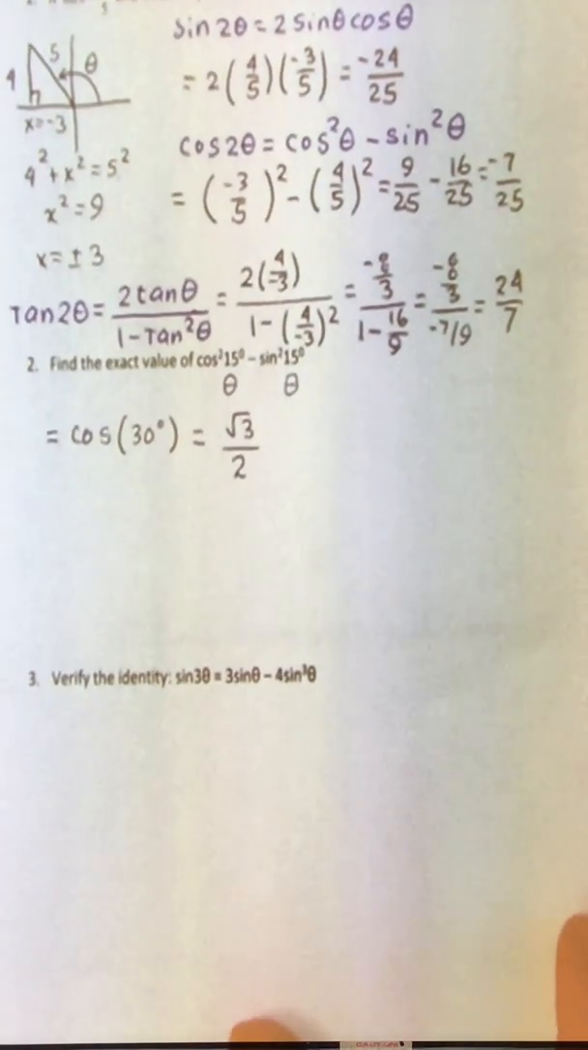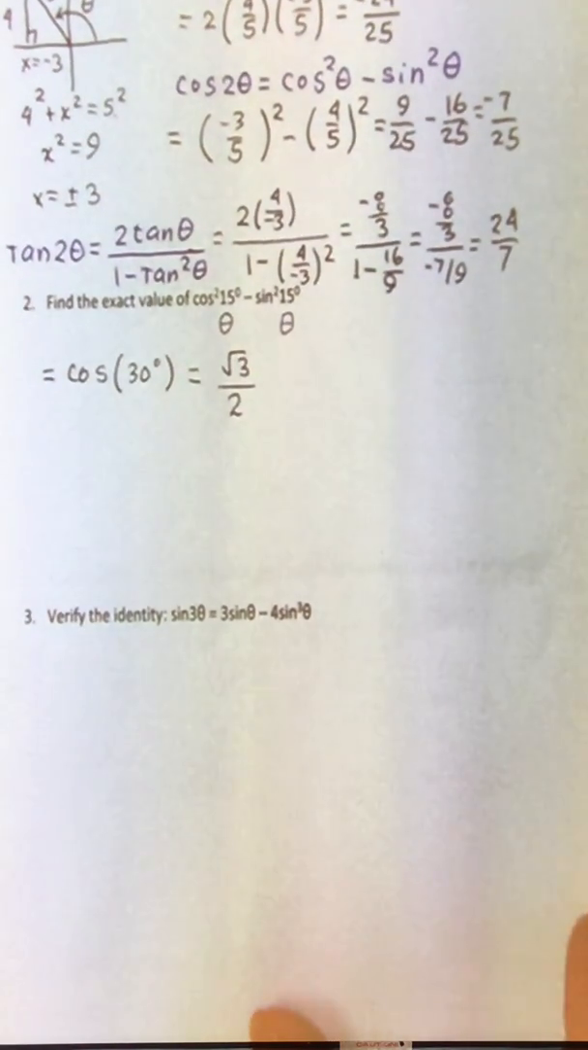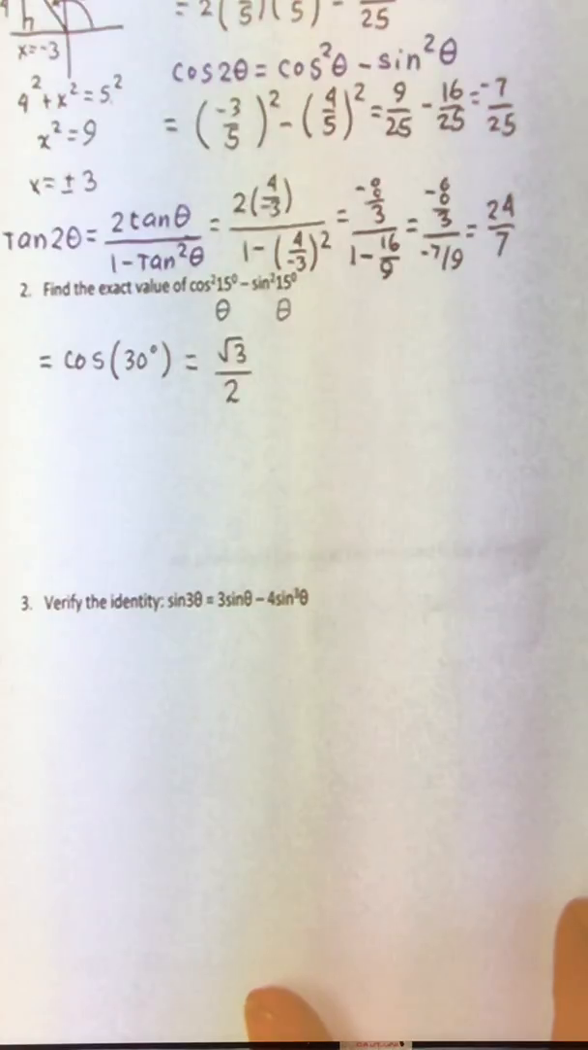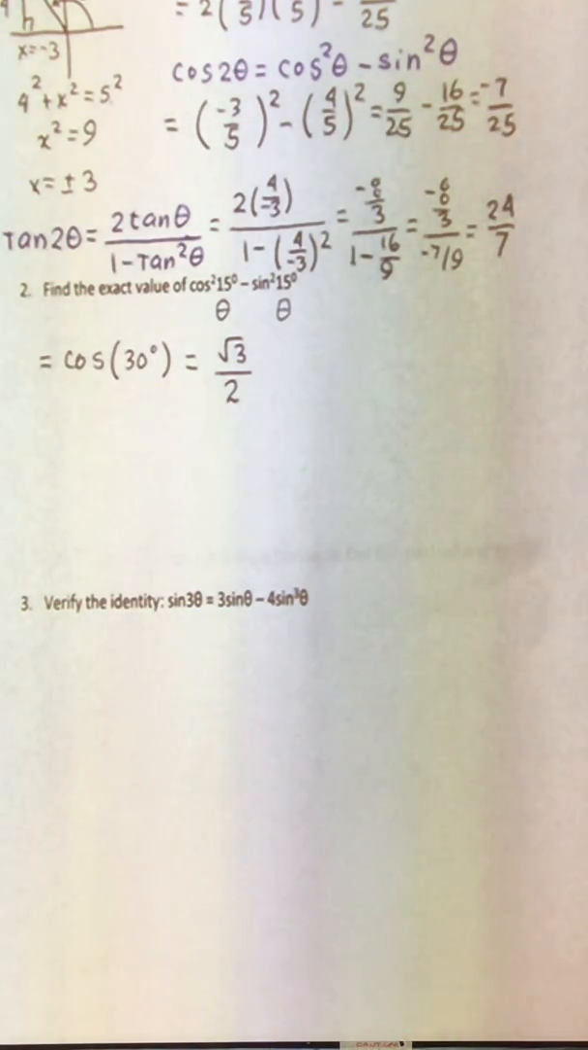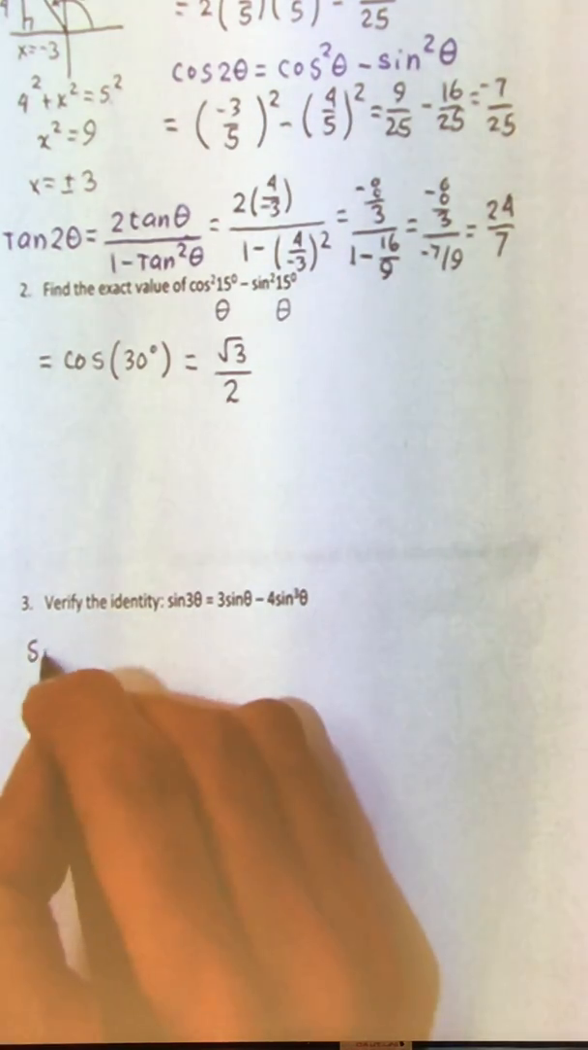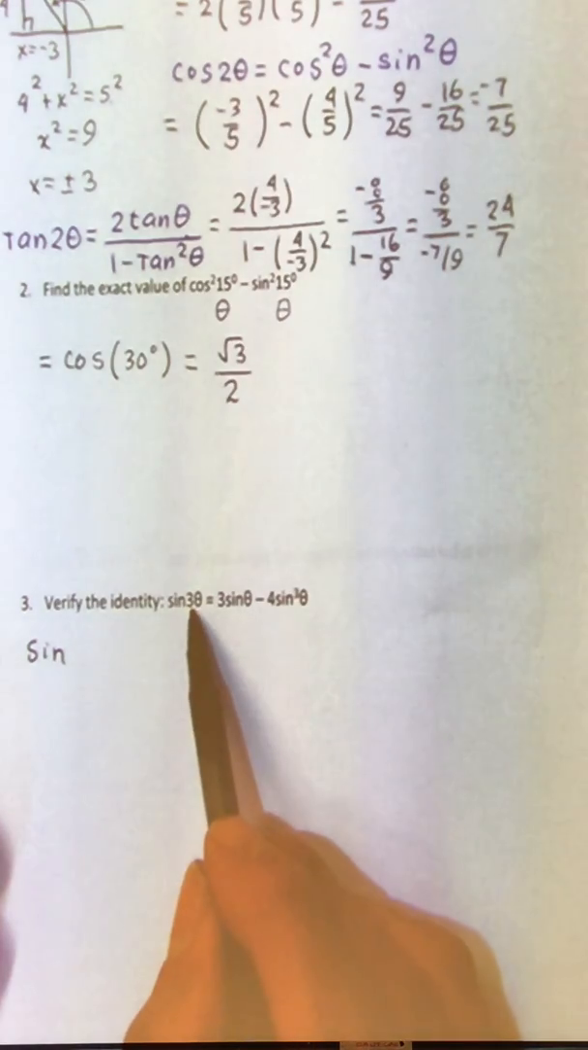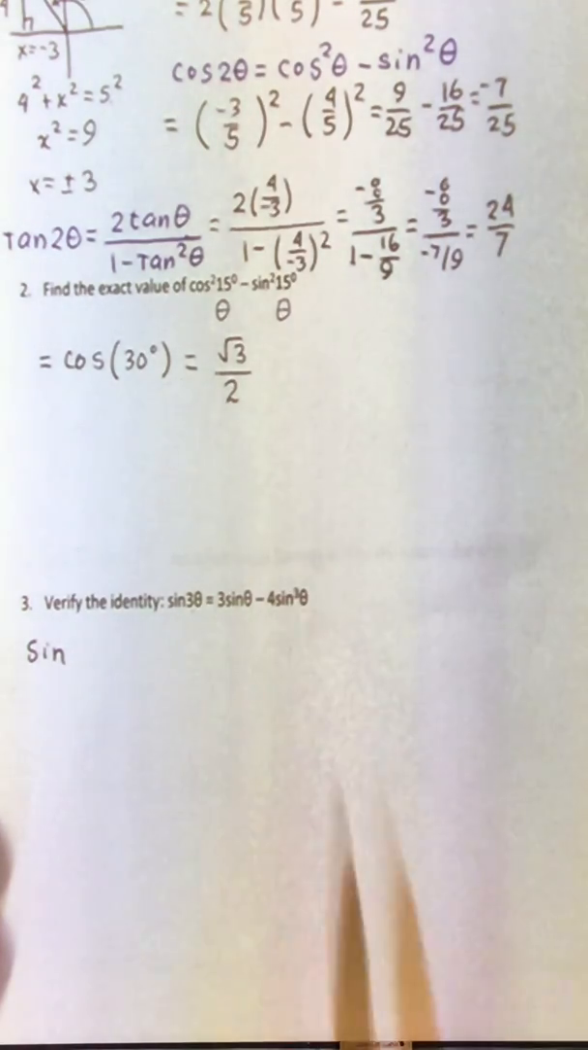Problem number 3. We have an identity to verify: sine of 3 theta is equal to 3 sine theta minus 4 sine cubed theta. Okay, how do we approach this? A good idea would be to reduce the angles. We have multiple angles on the left and single angles on the right.